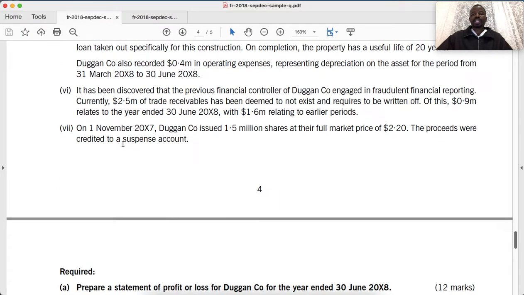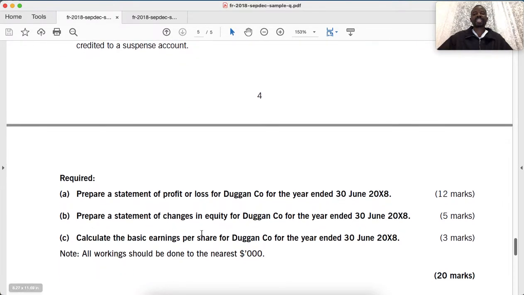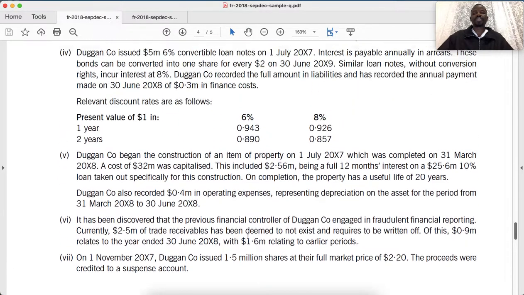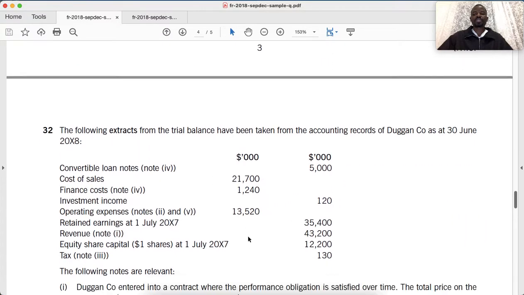Now, on 1 November 20x7, DICO issued 1.5 million shares at their full market price of $2.20. The proceeds were credited to the suspense account. We are not doing this as this relates entirely to question part C. So we are not touching that. So we have finished everything that we are supposed to do on this question.